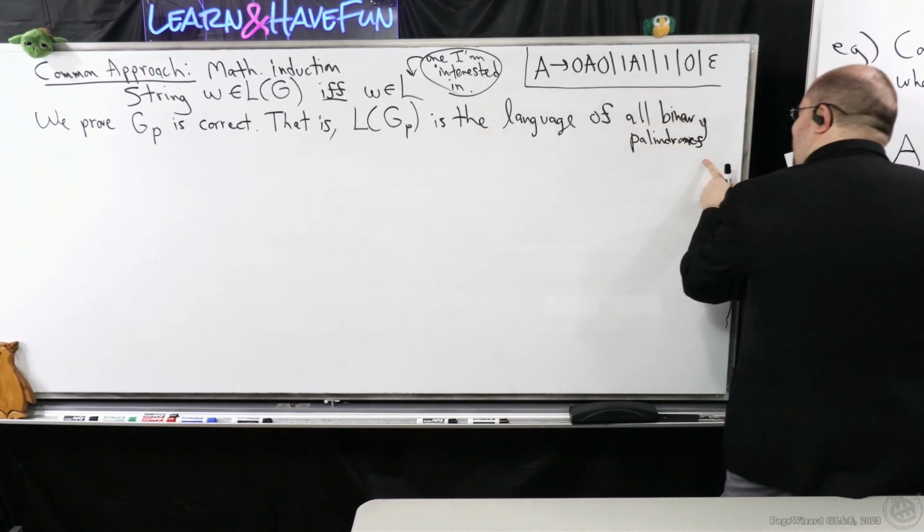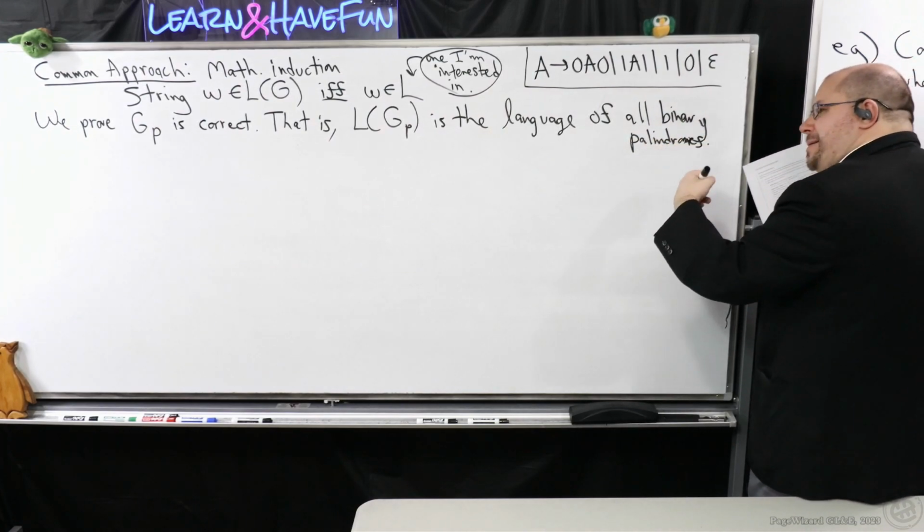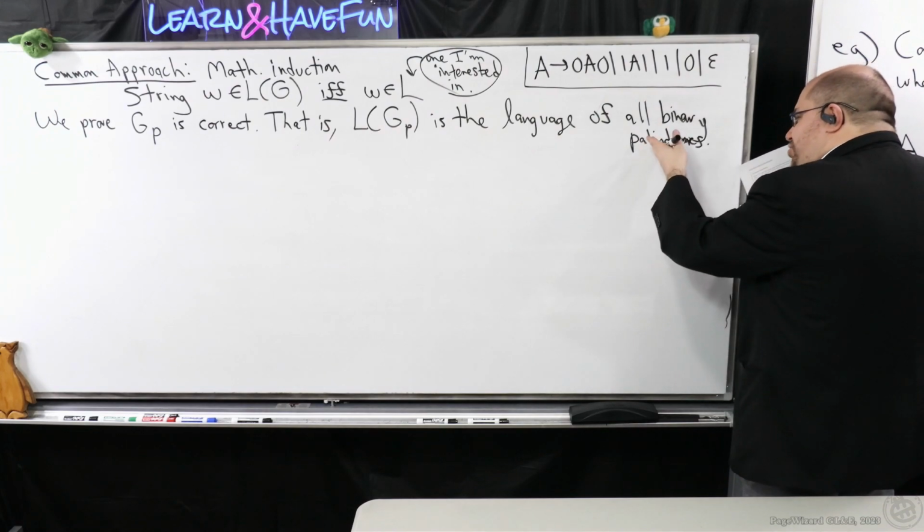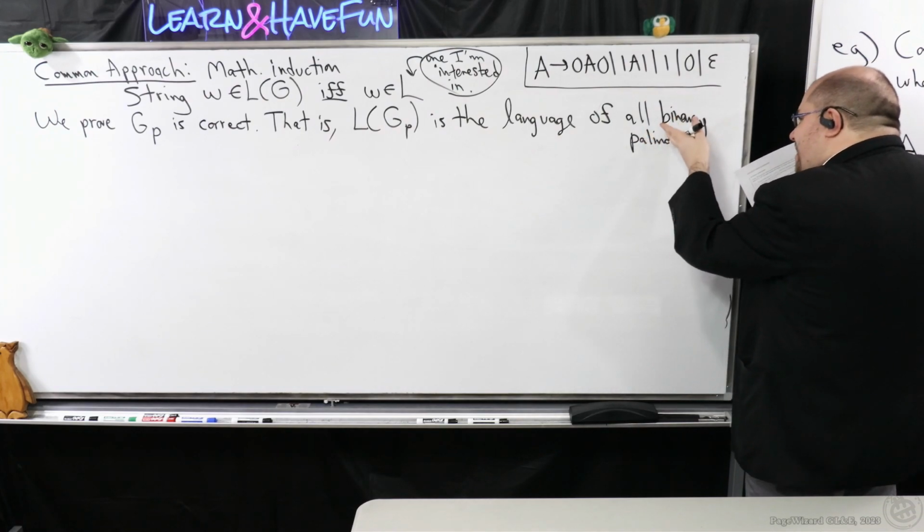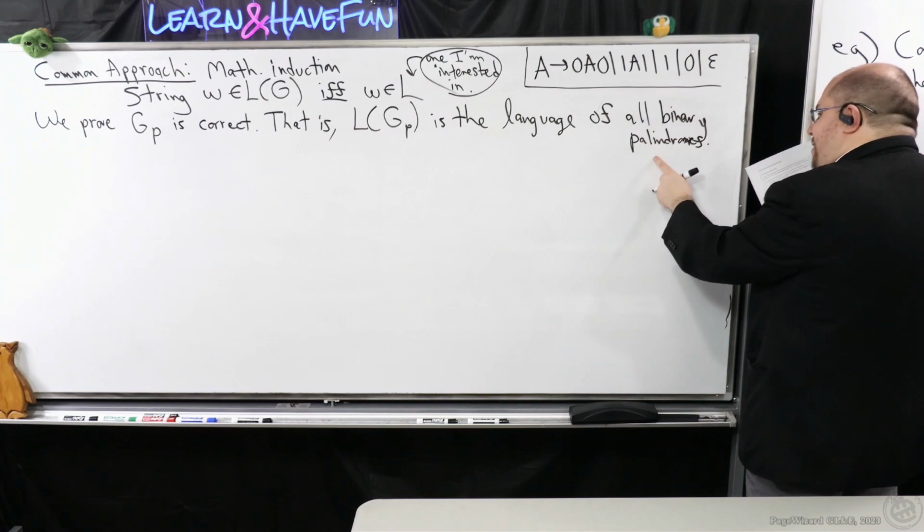That says palindromes, by the way. It's sort of melted. You know when you make a really good grilled cheese sandwich and the cheese kind of drips off the sides like this? That's what happened to this. This says palindromes right here.